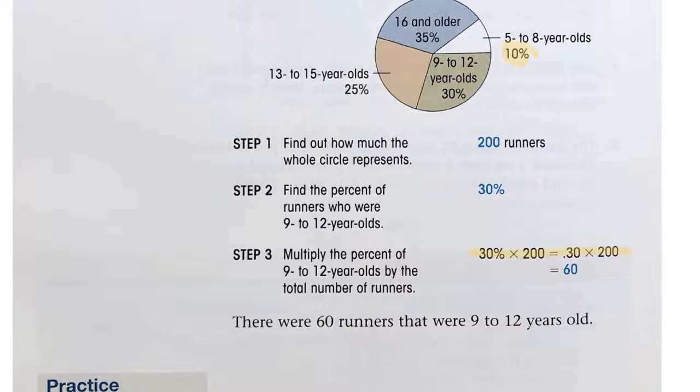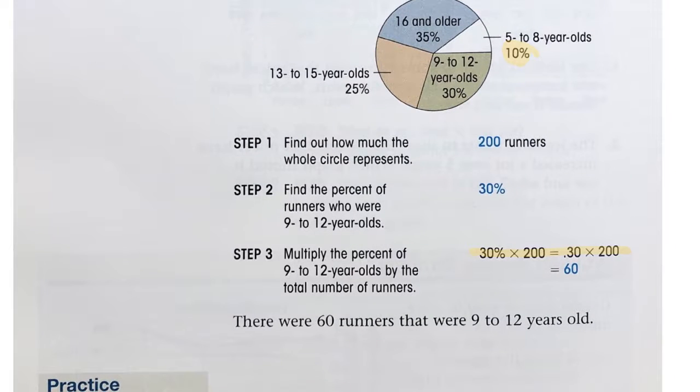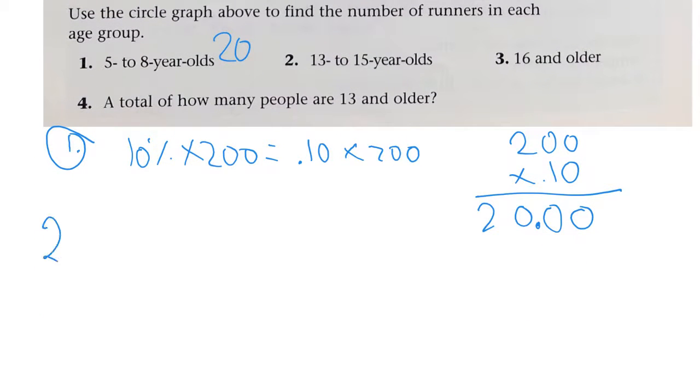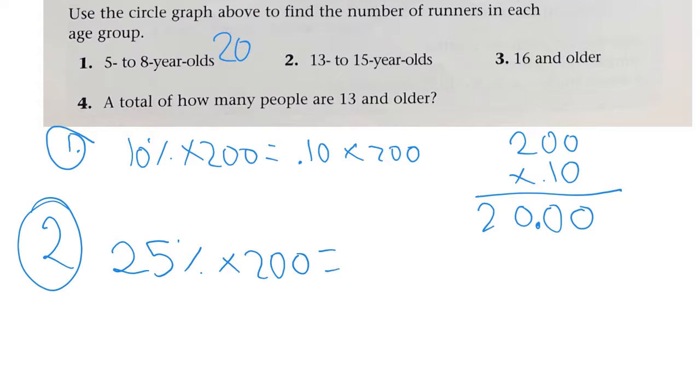For the 13 to 15-year-olds, it will be similar. How many 13 to 15-year-olds? 25%. So we can see that right here. 13 to 15-year-olds is 25%. So now we have 25% times 200. Now we drop the percentage sign and put the decimal 2 places to the left for 25 hundredths times 200 still. So we could do that right here.